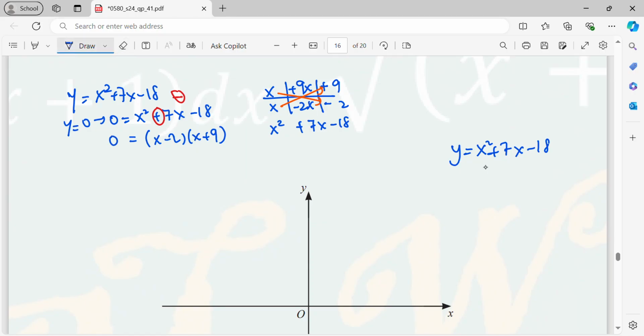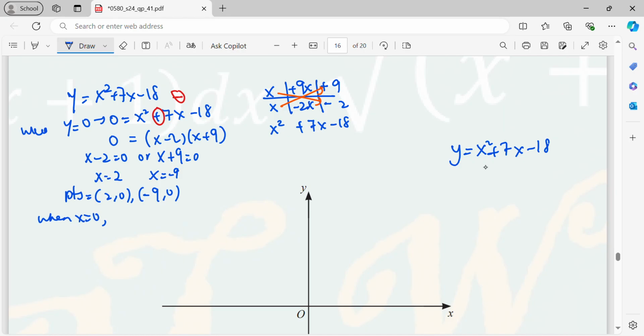So which means either x minus 2 equals 0 or x plus 9 equals 0. Which means your x equals 2 or x equals minus 9. I get 2 points: (2, 0) and (minus 9, 0). And when x equals 0, your y is obviously minus 18. So another point with coordinates (0, minus 18).